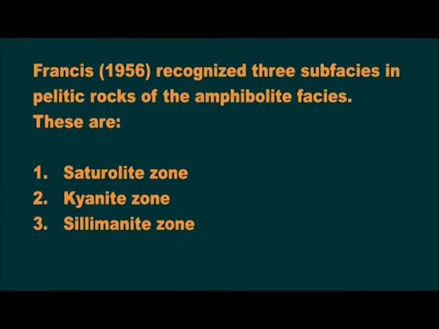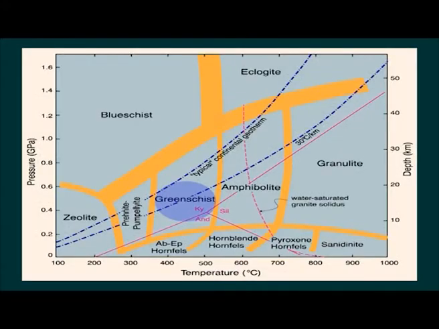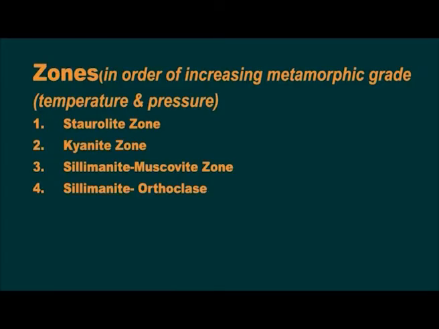Francis in 1956 recognized three subfacies in pelitic rocks of the amphibolite facies. These are staurolite zone, kyanite zone and sillimanite zone. The three subfacies correspond to the zones of staurolite, kyanite and sillimanite of the Scottish Highland. Turner in 1968 and Winkler in 1976 added a fourth subfacies named sillimanite almandine orthoclase subfacies. These are listed in order of increasing metamorphic grade, temperature and pressure.